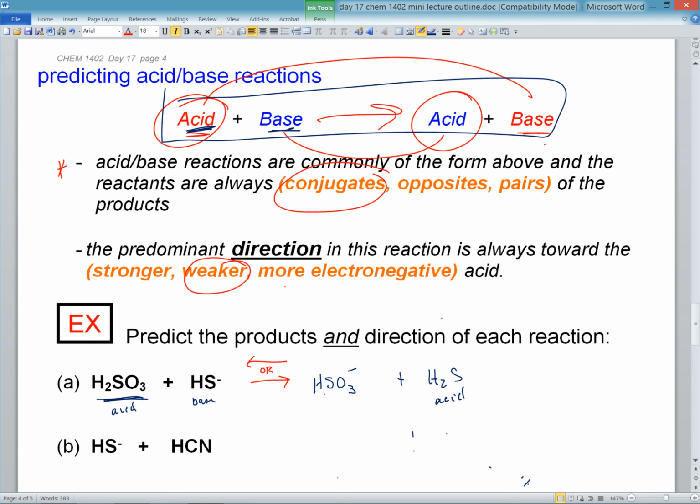Okay, look at the table. Which one of these is stronger? Sorry, which one of those is weaker? That's what you want to point the arrow towards. Which one is weaker? H2S? Everybody agree? Okay, H2S is a weaker acid, so we better point it there. Get rid of this one. Okay. Always points towards a weaker acid.